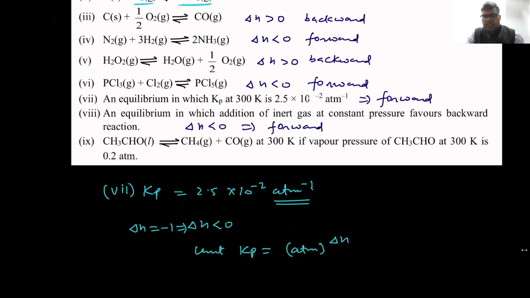And the last part is given: CH3CHO liquid gives CH4 gaseous and CO gaseous. So this is also a case of delta n positive. But in this case, one more important thing is given. If the vapor pressure of CH3CHO is given to you at 300 Kelvin as 0.2 atmosphere, that means this value will remain constant as long as temperature is constant. So once you deal with this equilibrium, for the active mass of CH3CHO, we have to put the fixed value 0.2 atm. Still it is delta n positive. So this will shift in the backward direction. Clear?